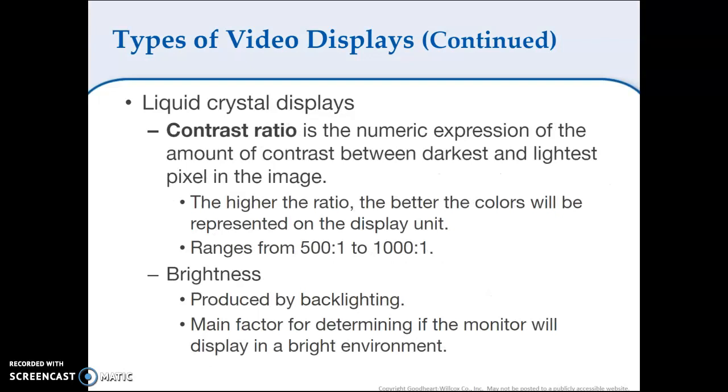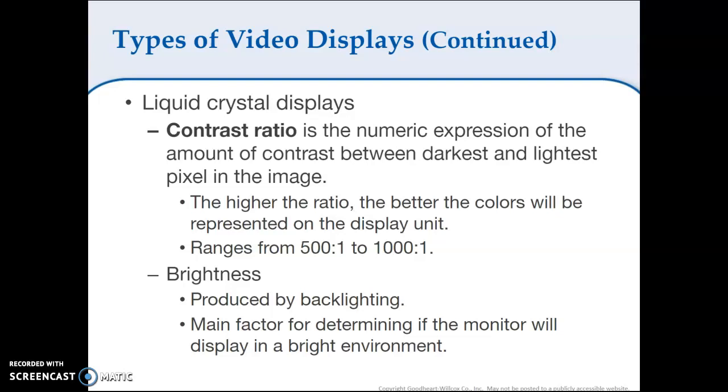Now, if we take a look at the contrast ratio of a liquid crystal display, this is the numeric expression of the amount of contrast between the darkest and lightest pixel on the image. The higher the ratio, the better the colors will be represented on the display unit. Ranges are usually from 500 to 1 to 1,000 to 1. The brightness can also be adjusted. The brightness itself is produced by the backlighting, and is the main factor for determining if the monitor will display in a bright environment.